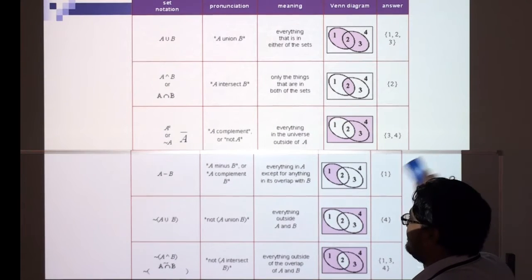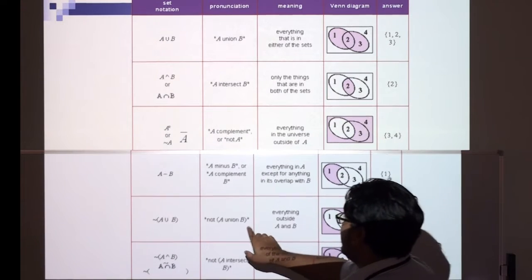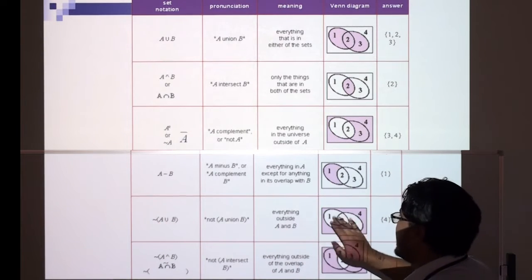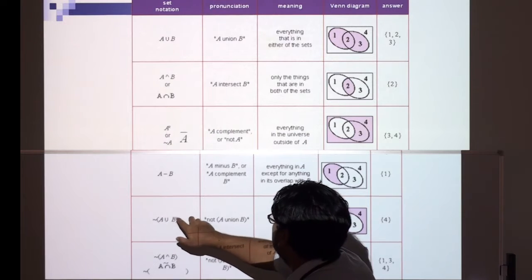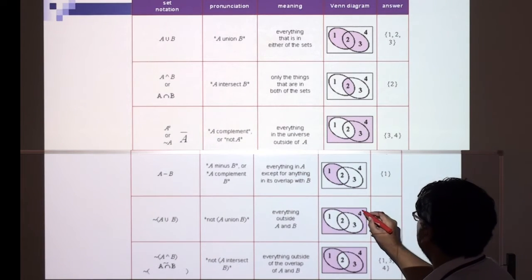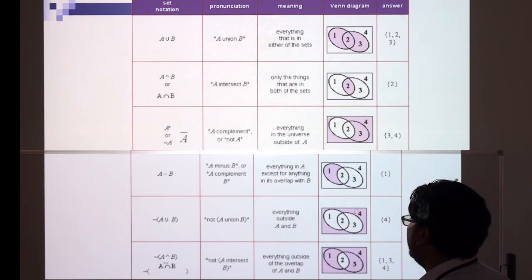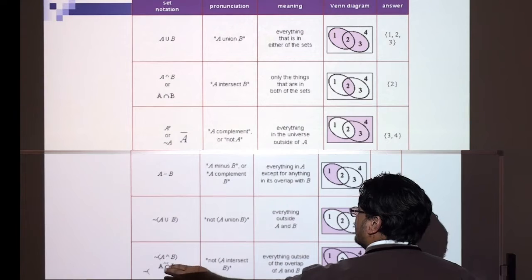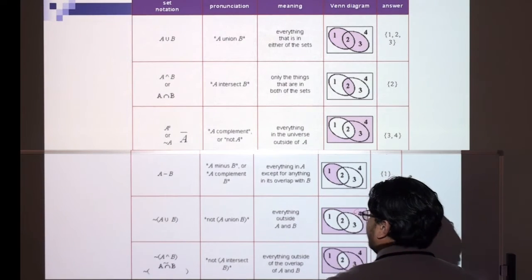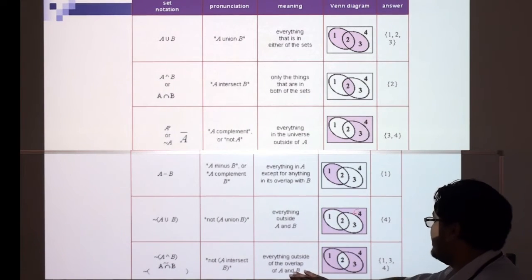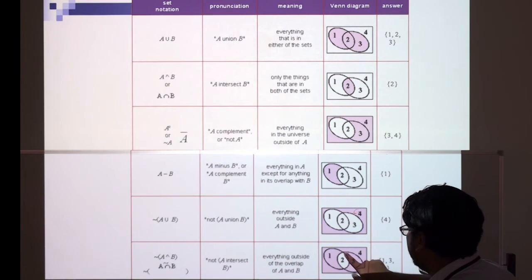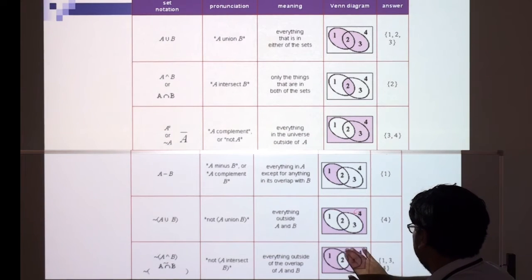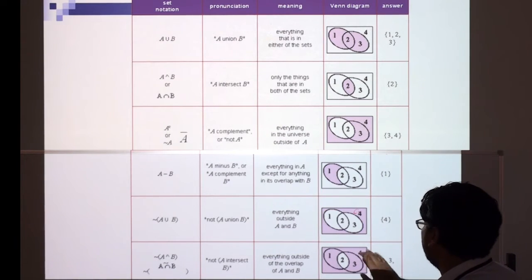Next one, we have not A union B. That means not included: everything outside A and B, everything away from the union A union B, which equals C, which we labeled before, which equals 4. And finally, we have everything that is not within the intersection, or not A intersect B. Everything outside of the overlap of A and B. So we highlight pink everything outside this overlap between A and B. The answers are 1, 3, and 4.